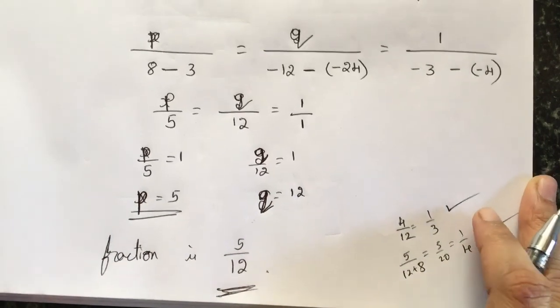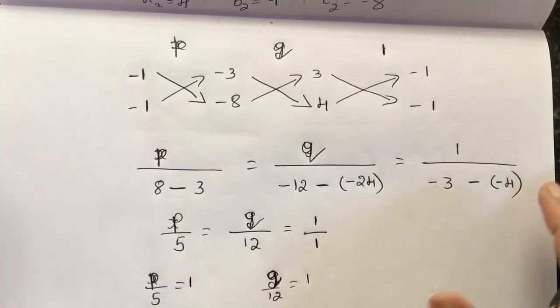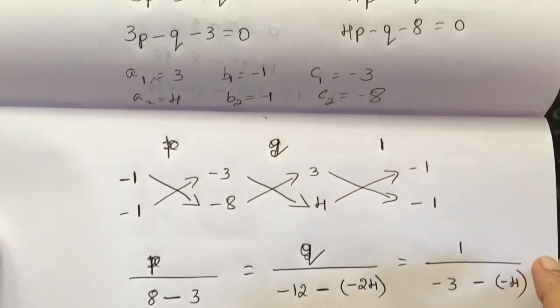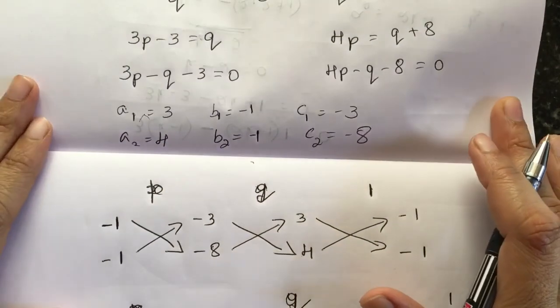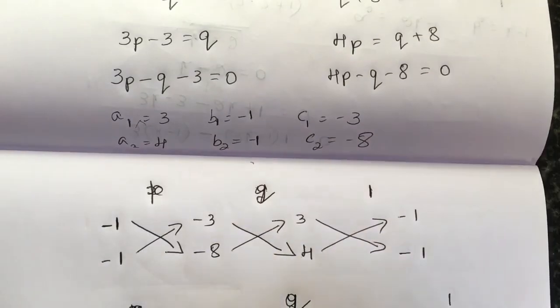So this is how you have to solve pair of linear equations in two variables by cross multiplication method. Thank you.